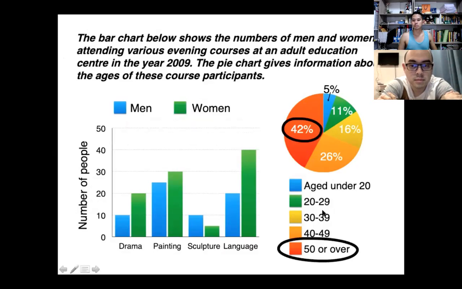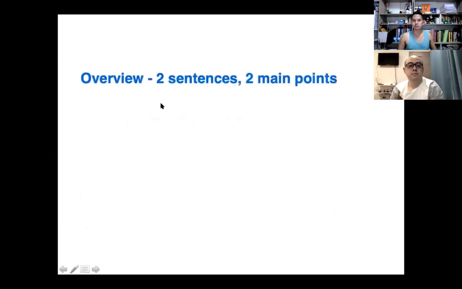Okay. And they are 42%, 50 or over, right? So how do you write the 2 sentences and the 2 main points?